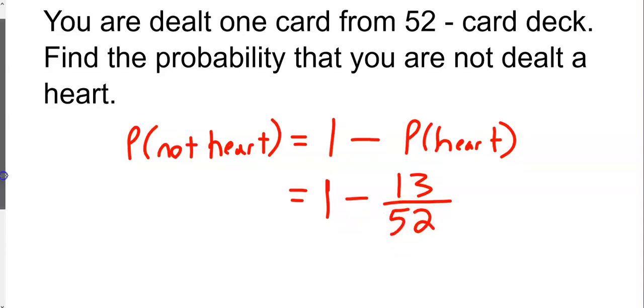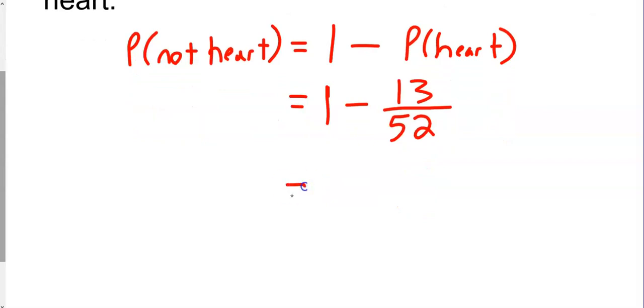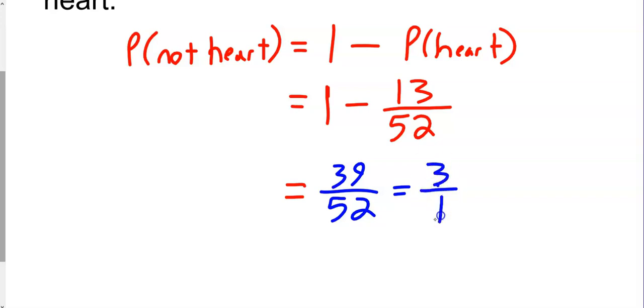So again, you go to your calculator. If you actually figured out what the probability of not a heart was, you'd have 39 over 52. But that just reduces down to 3/4, which is what I'm looking for.